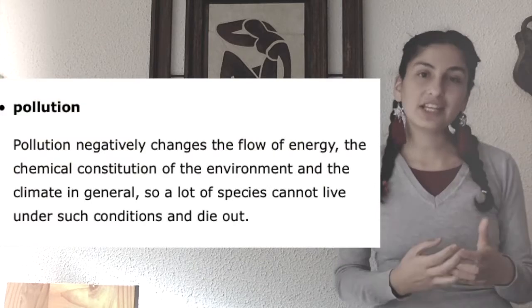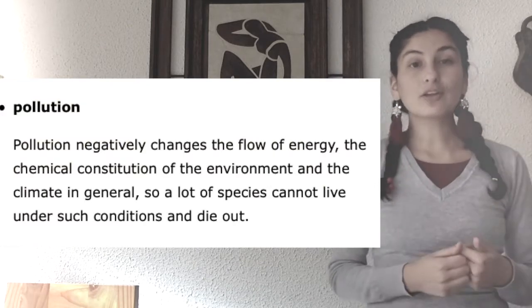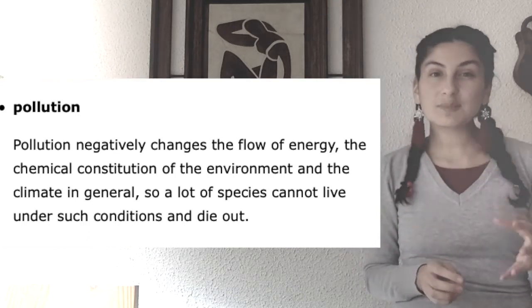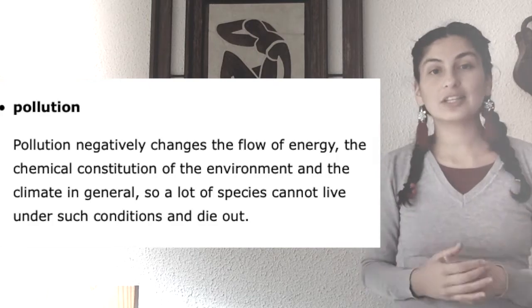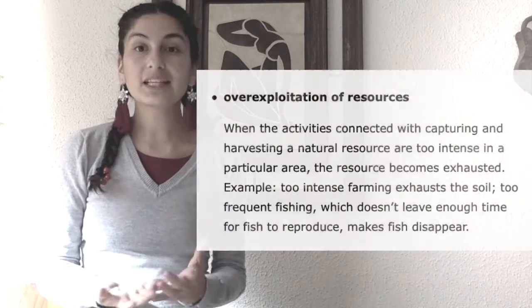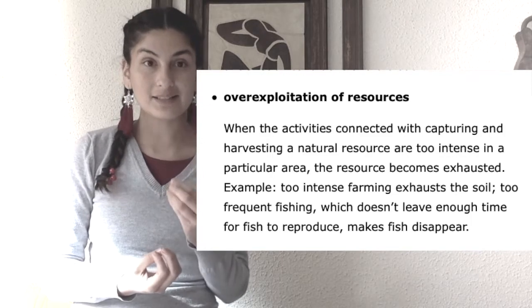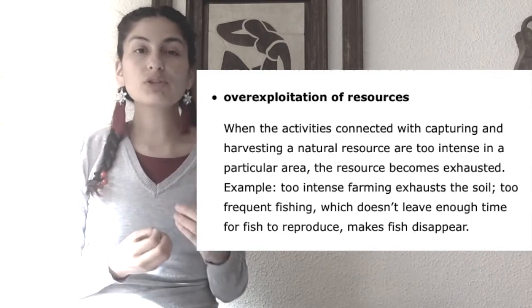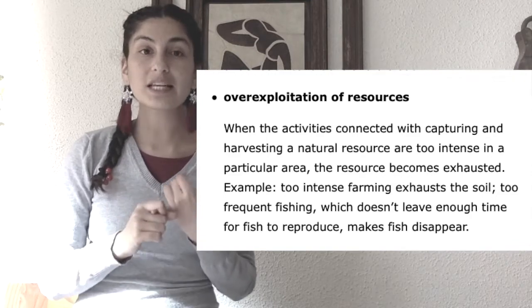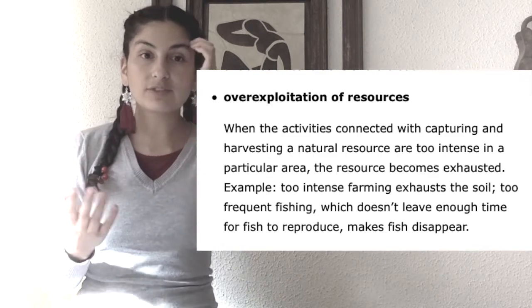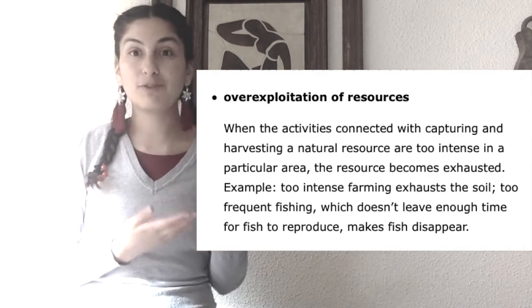Another cause can be pollution. Pollution negatively changes the flow of energy, the chemical constitution of the environment, and the climate in general. So a lot of species cannot live under such conditions and die out. Another cause may be the overexploitation of resources. When the activities connected with capturing and harvesting a natural resource are too intense in a particular area, the resource becomes exhausted. For example, too intense farming exhausts the soil. Too frequent fishing, which doesn't leave enough time for fish to reproduce, makes fish disappear.